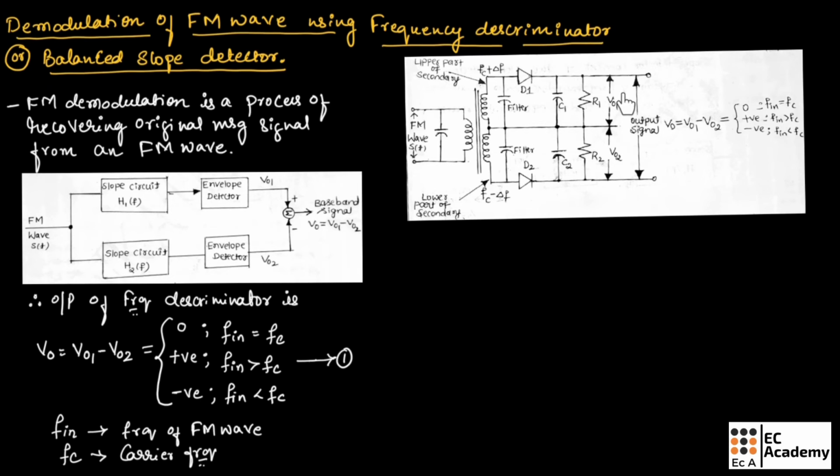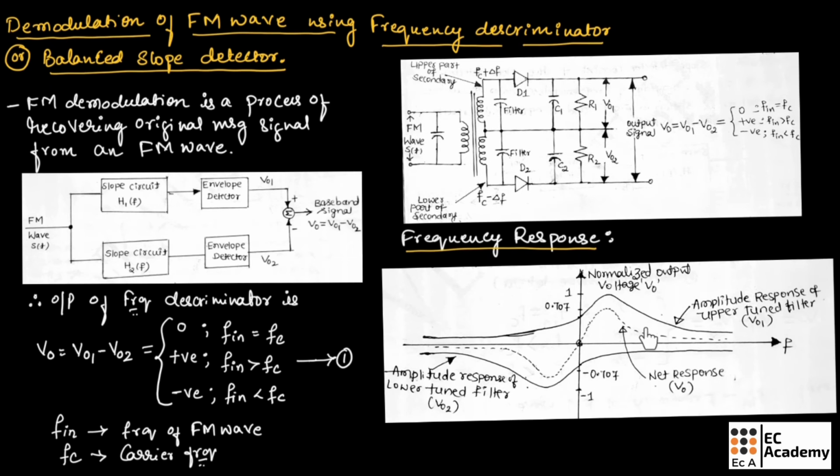Here V01 is the output taken from the upper side of the transformer, and V02 is the output taken at the lower side of the transformer. This will be equal to 0 if the frequency of the FM wave is equal to the carrier frequency. It will be a positive voltage if the frequency of the FM wave is greater than the carrier frequency, and a negative voltage if the frequency of the FM wave is less than the carrier frequency.